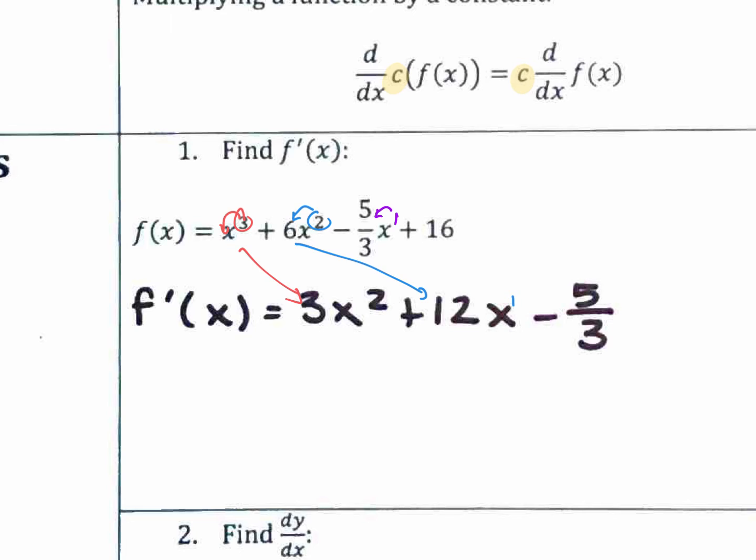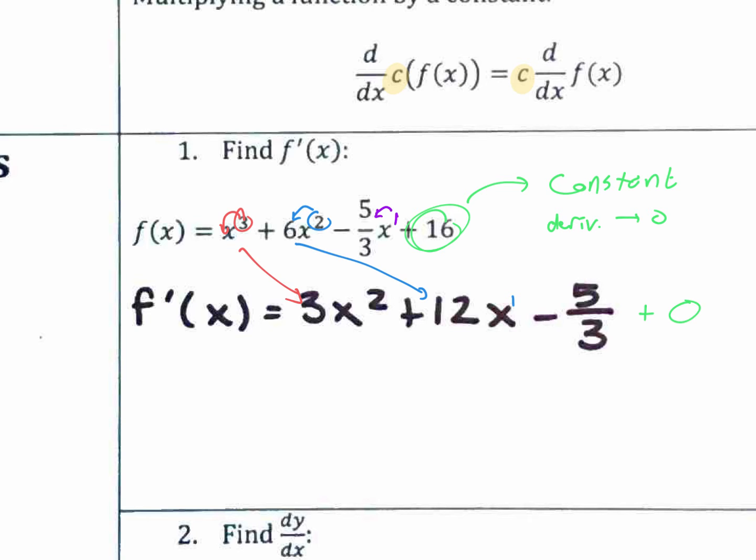And then this last term here, this is where some people get confused. That's just a constant value. There is no x term there. The derivative of a constant is always going to be 0. So the derivative of 16 is just 0.